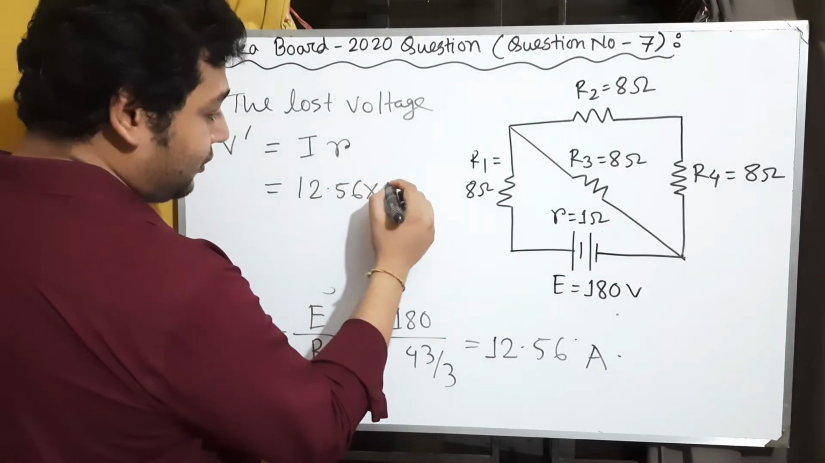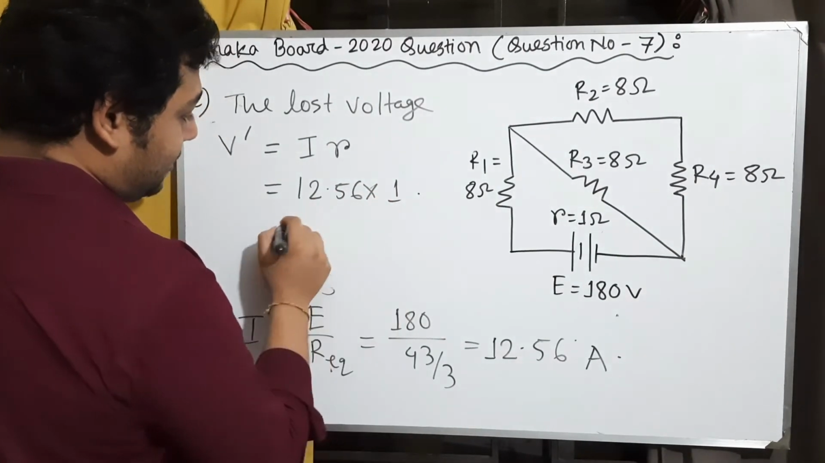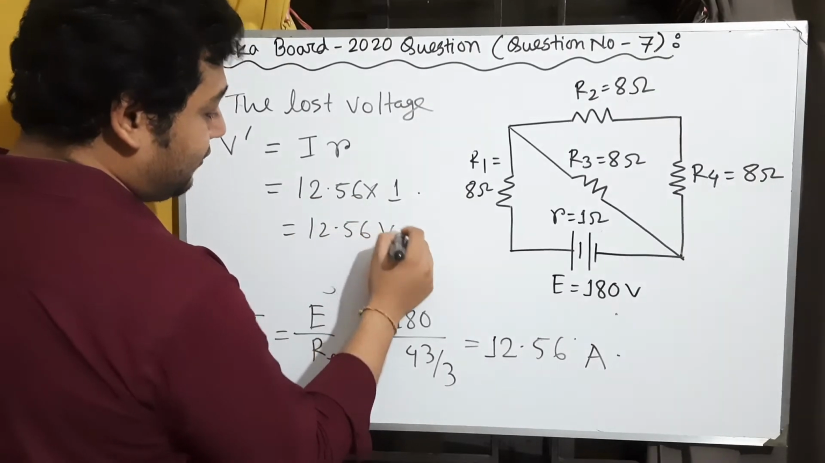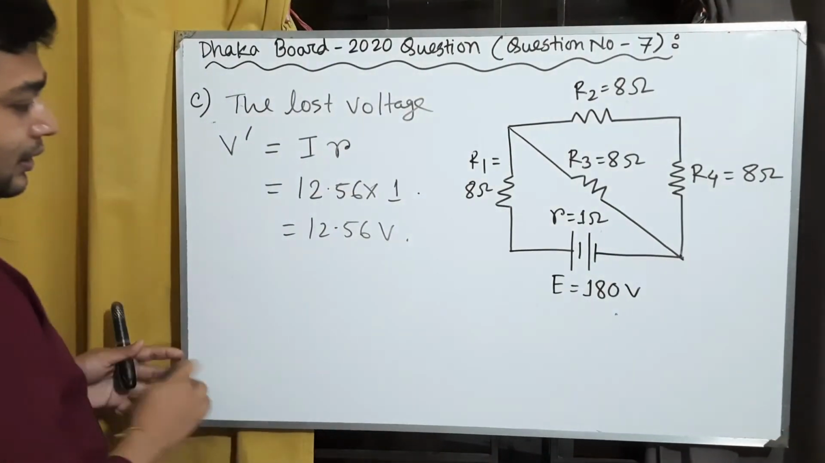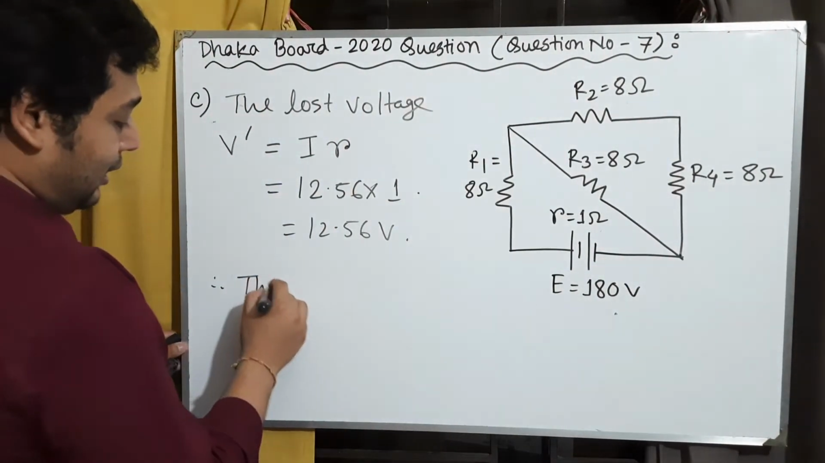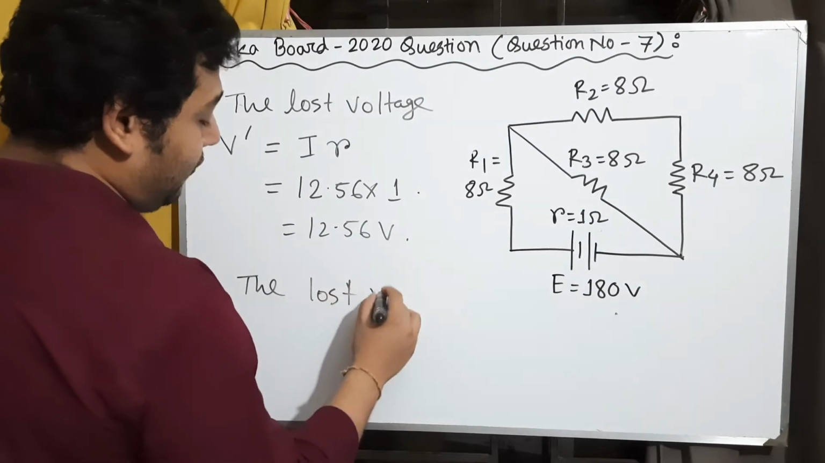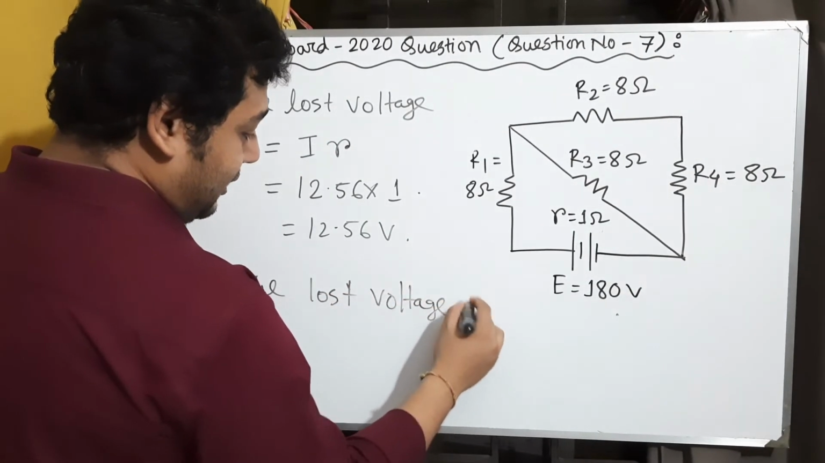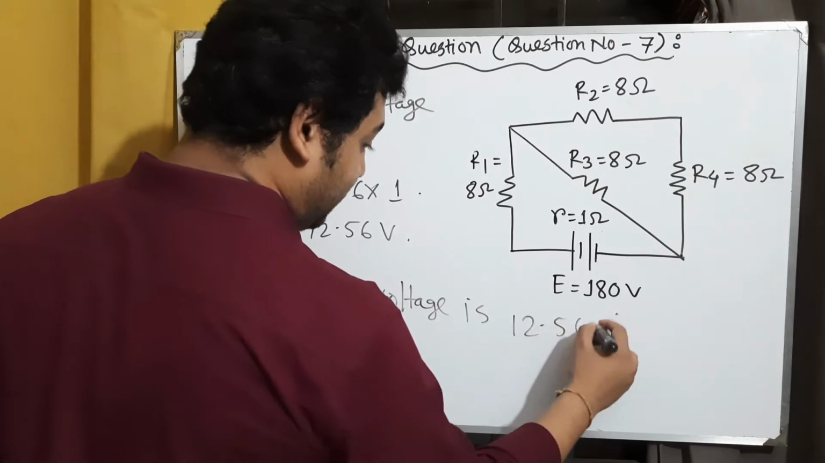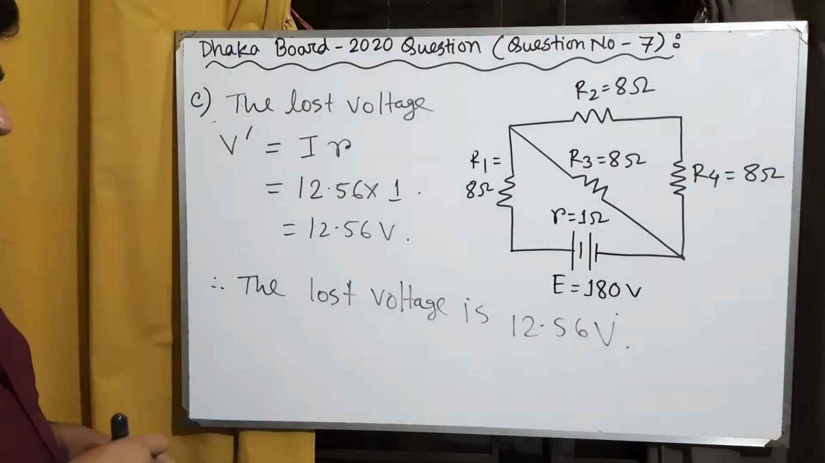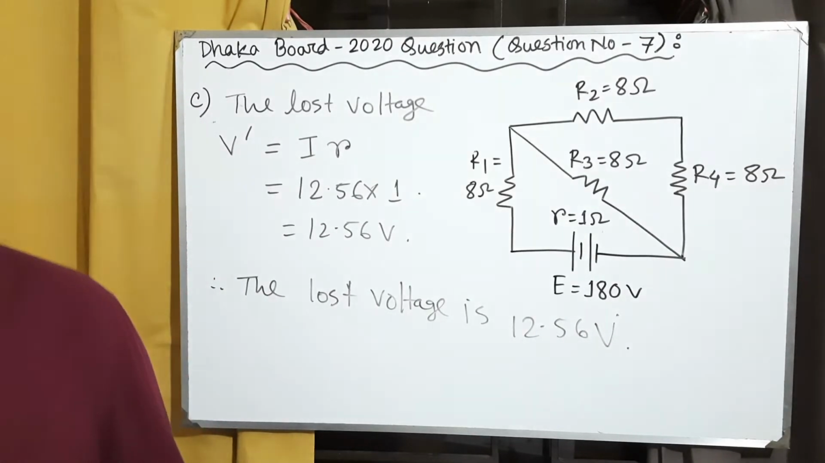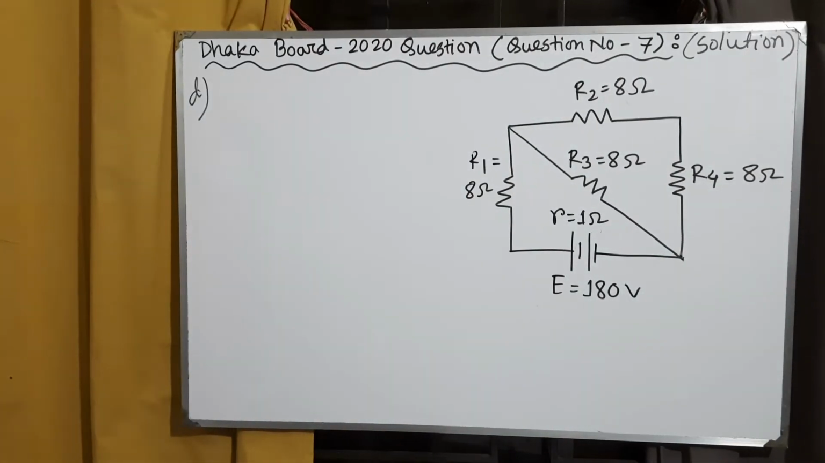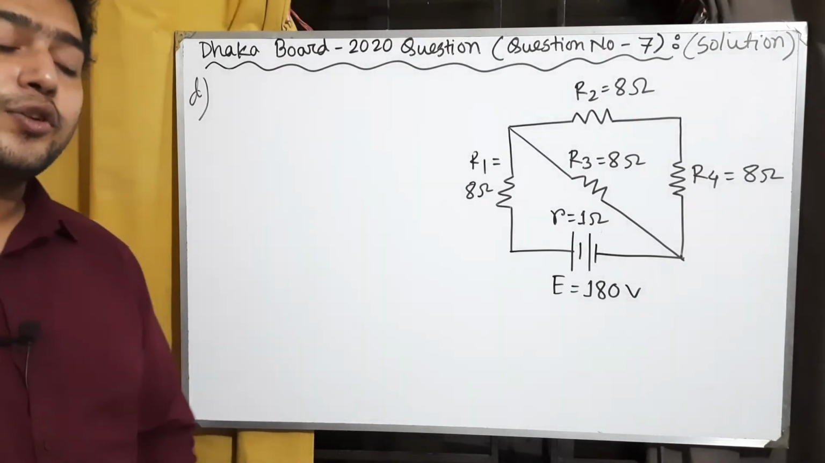So 12.56 into 1, which is 12.56 volt. Therefore the lost voltage is 12.56 volt. Okay, so this is our answer for question number C. Now we will try to solve question number D.